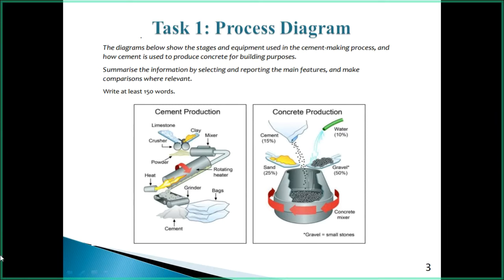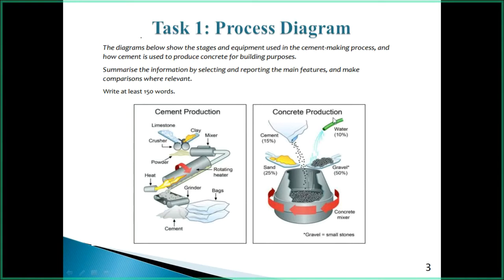In case of a process diagram, we will mention the number of steps. First one is crushing, second is mixing, then heating, grinding, and packing. So it consists of 5 steps. So we will say that cement production involves a total of 5 steps, starting with the limestone and clay as ingredients, and after crushing, mixing, heating, grinding, the fresh cement is prepared, which is packed. This is the first sentence for the summary.